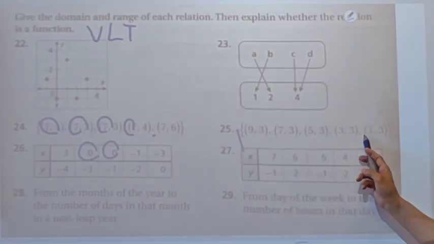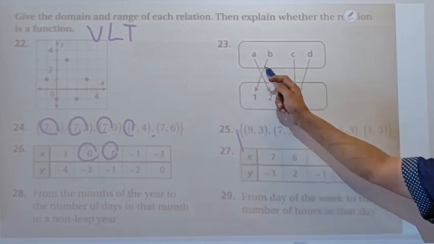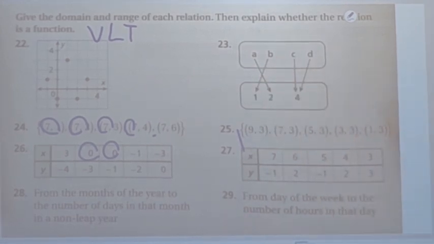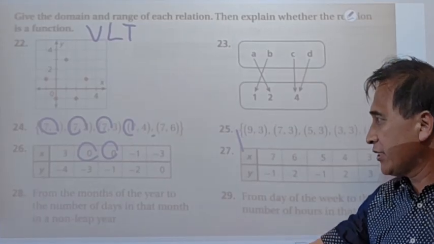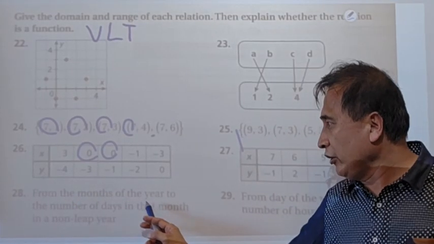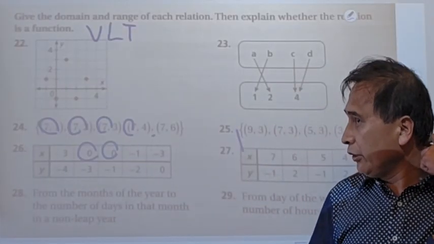Not repeating here, right? X not repeating, Y doesn't matter. Then this is a function. X not repeating, that's a function. Everybody make sense? From words, let's check it out. It says from the months of the year to the number of the days in that month in a year.